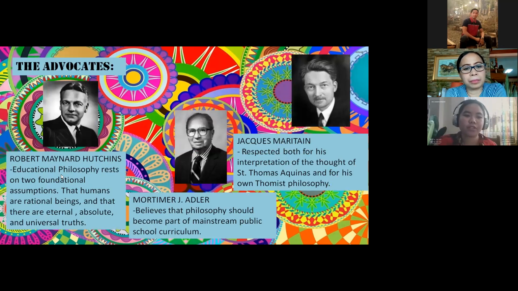So let's have first Robert Maynard Hutchins. According to him, educational philosophy rests on two foundational assumptions: that humans are rational beings and that they are eternal, absolute, and universal truth. So it means that because human nature is universal, education must also be universal. That is according to Robert Maynard Hutchins.